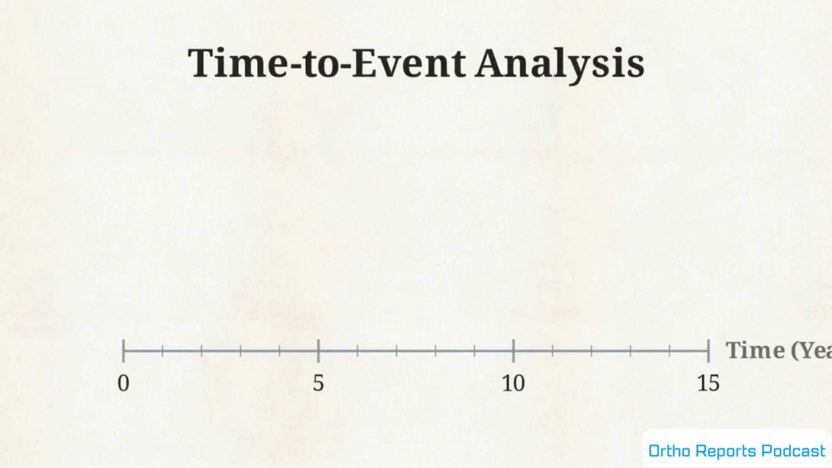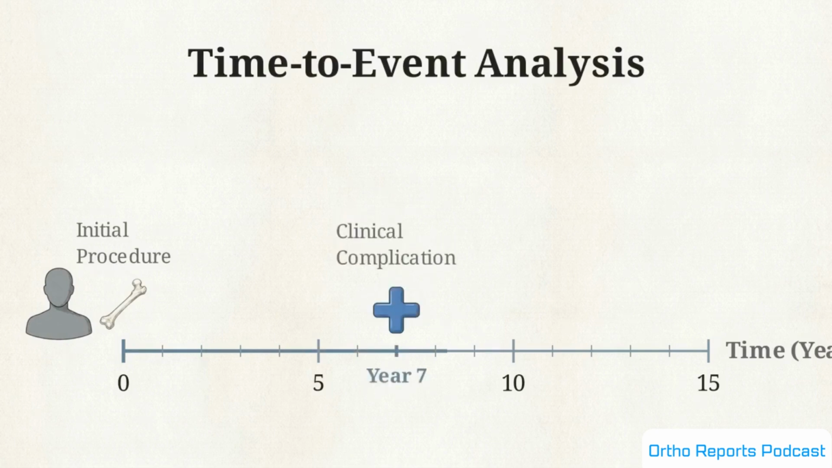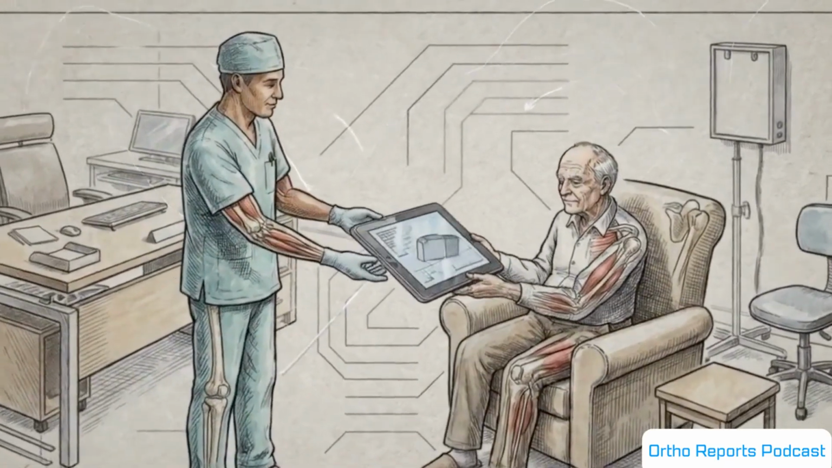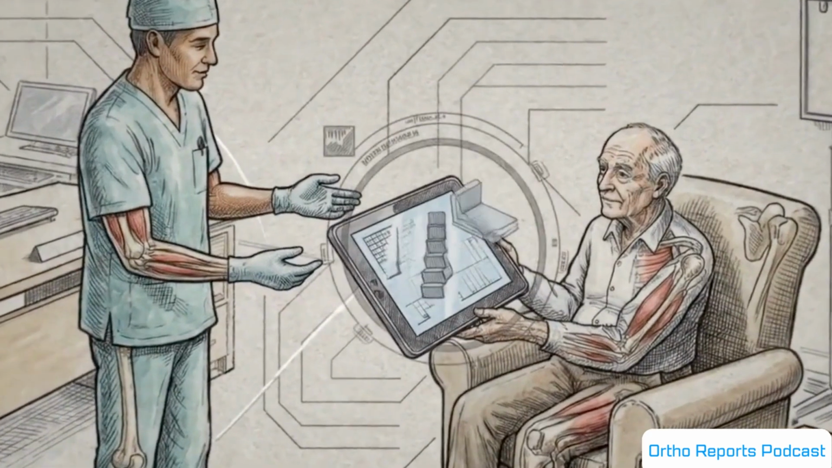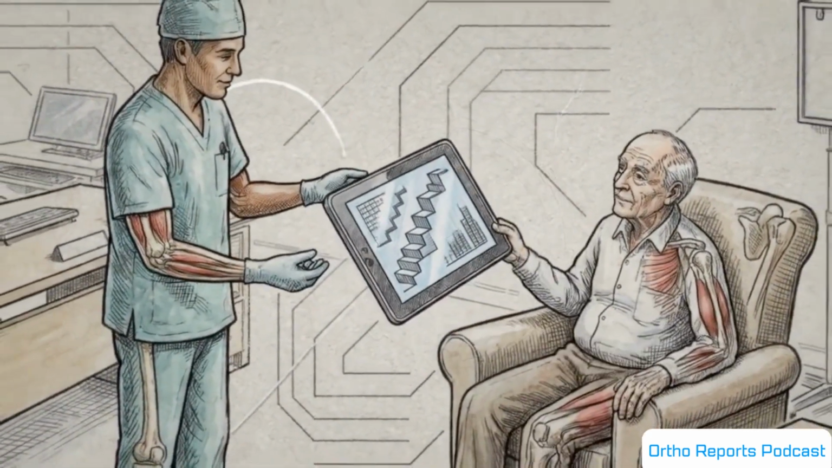Instead of merely asking if an event happened, survival analysis tracks when it happened. It captures time-to-event data, pinpointing the exact month or year an implant loosens, an illness recurs, or a patient requires revision. Shifting the focus from a binary result to a time-based continuum allows surgeons to extract actionable, predictive insights from dense clinical data, improving patient care.